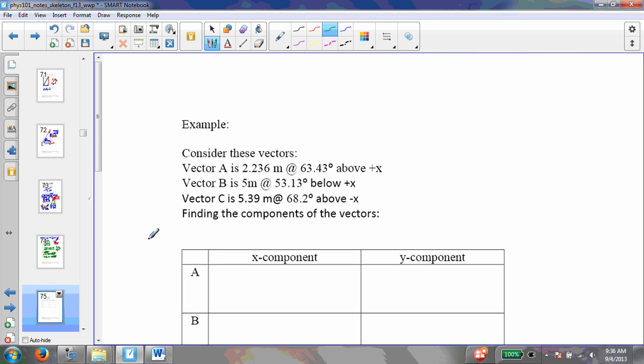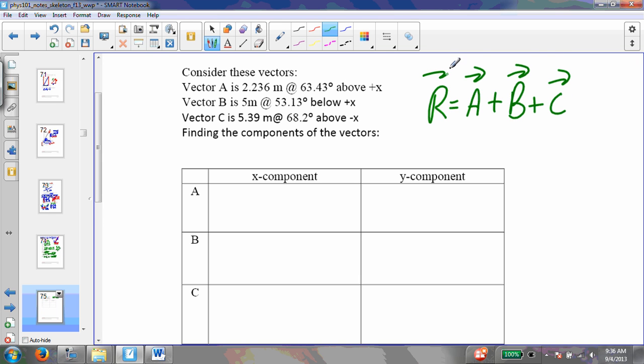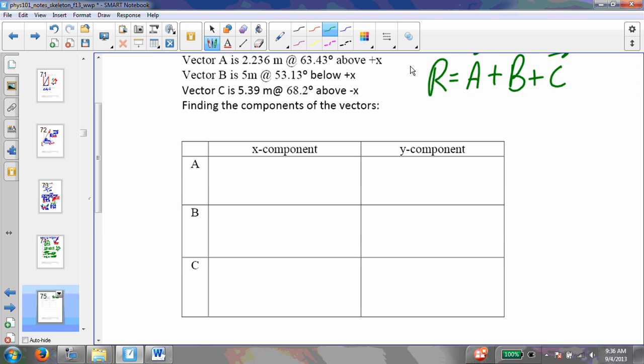Let's do another example. I like to do these using tables sometimes. Consider I have these three vectors, A, B, and C, and they're the values given, and I want to know what is R. So R is going to equal A plus B plus C. And I want to know what is the magnitude and what is the direction of R. So my first thing to do is just to find the x and y components.